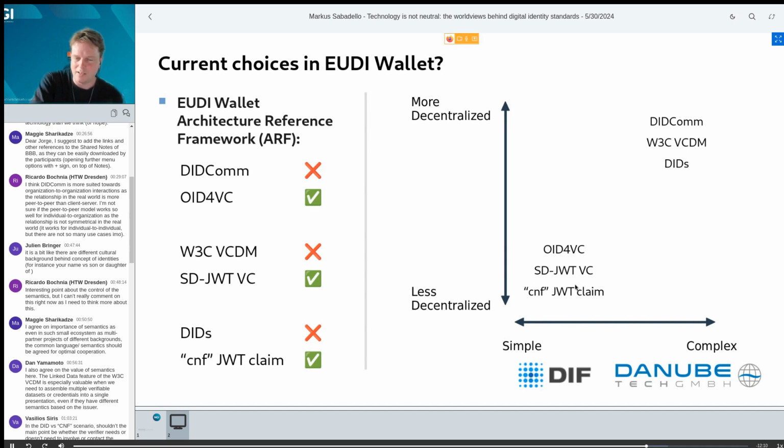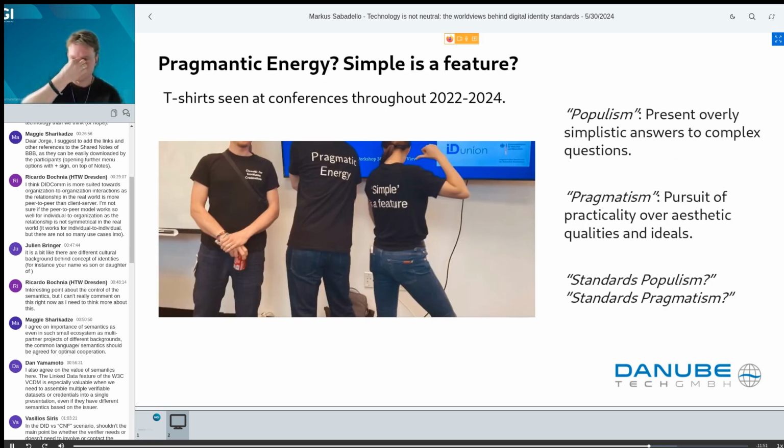And then I thought, why is there this trade-off? I wonder if there's a trade-off between simplicity and the more SSI, more decentralized. If you've been to some of the conferences last year, like Internet Identity Workshop, you probably saw people with T-shirts that say "simple is a feature." These are people who I respect a lot, who do a lot of great work. They are advancing all the work, all the technologies for digital wallets. But the argument for certain technical choices is simplicity.